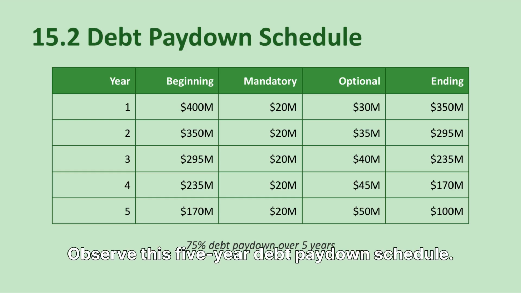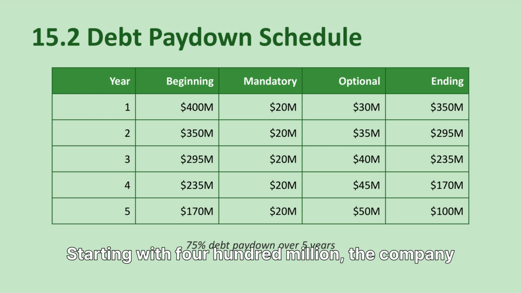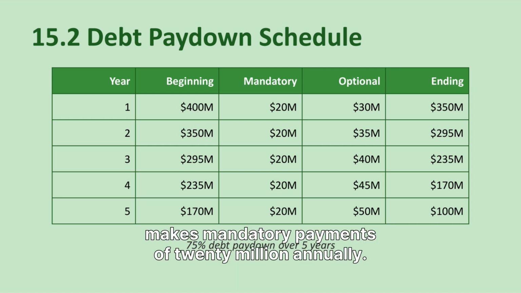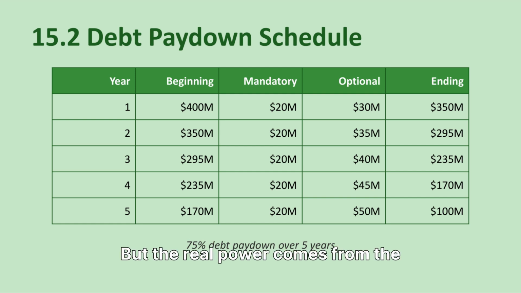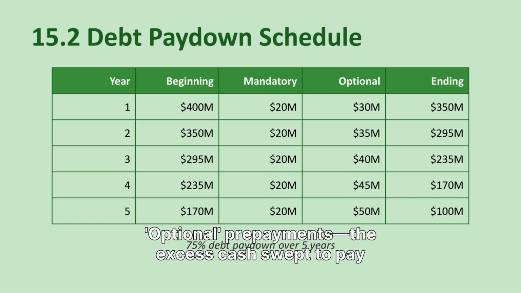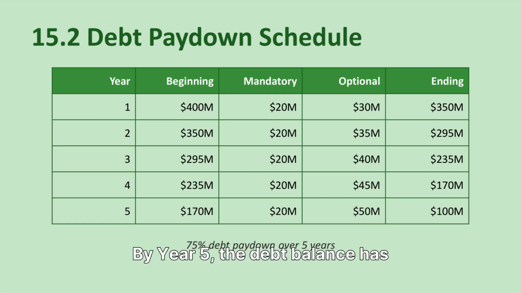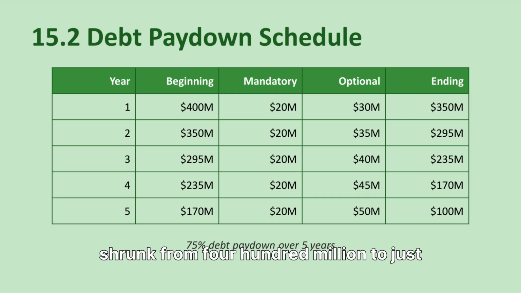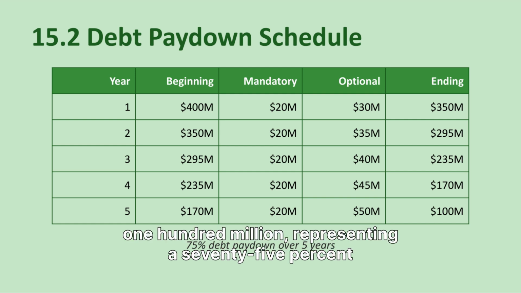Observe this 5-year debt paydown schedule. Starting with $400 million, the company makes mandatory payments of $20 million annually. But the real power comes from the optional prepayments, the excess cash swept to pay down debt. By year 5, the debt balance has shrunk from $400 million to just $100 million, representing a 75% reduction.